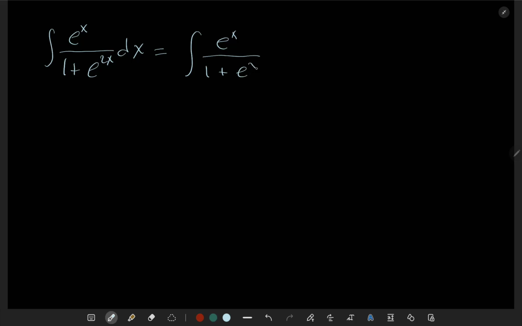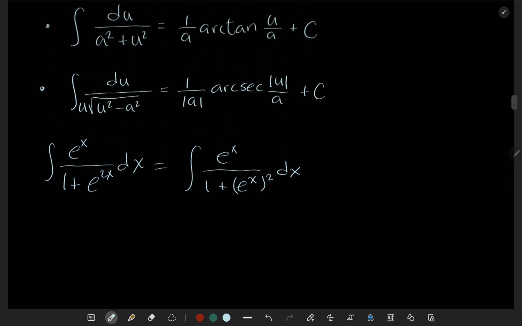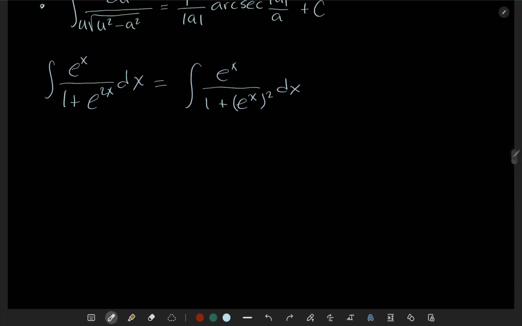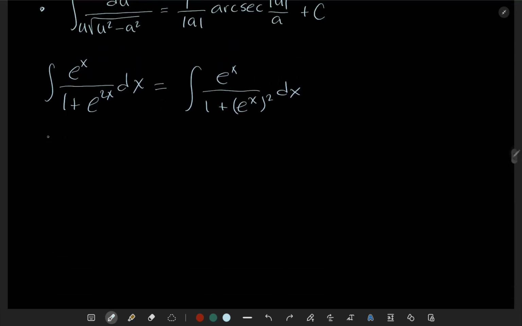Instead of writing e to the 2x, I'm going to write it as e to the x, squared, because whenever you have a power to another power, the exponents multiply, or in this case, e to the x to the square, or to the power of 2, becomes e to the 2x. And of course, don't forget your dx. And now that looks a lot like this one right here. So we're going to try to convert it into that. So u seems to be one of those factors, so u would be e to the x.